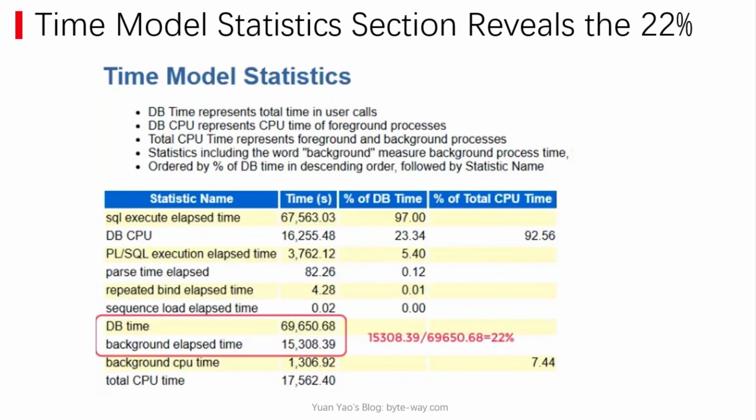This can be further supported by the time model statistics section. Background elapsed time divided by dp time is approximately 22%.